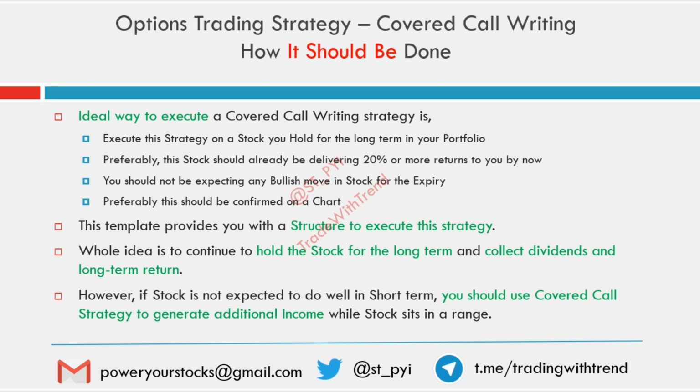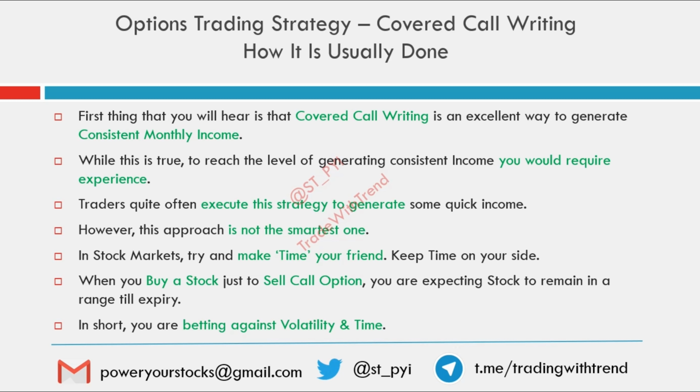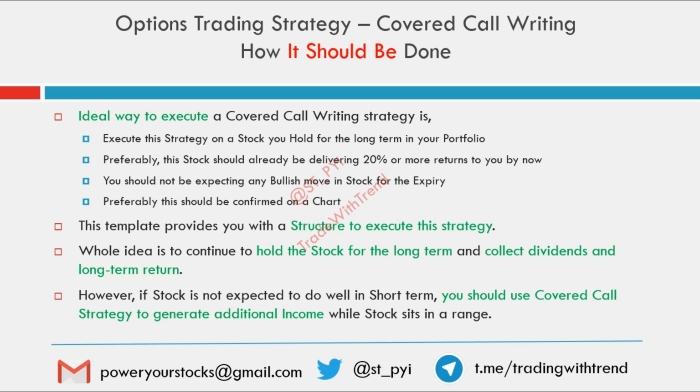Now, again, if this part is slightly confusing, I'll repeat again. How this strategy is traditionally executed is that traders look at it from a monthly income generation point of view, and they go out and buy a stock and sell a higher strike price call option to benefit from the same. What I am suggesting, the ideal way to execute the strategy, is that you do it on a stock that you already hold for the long term in your portfolio. It's already delivering returns for you, and over the short term, you don't anticipate any strong movement in the stock.